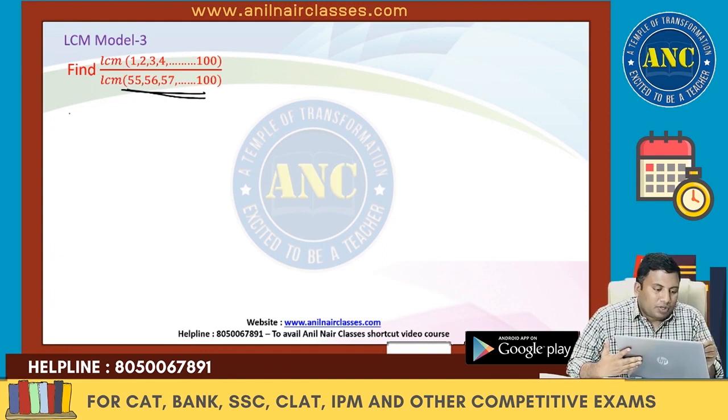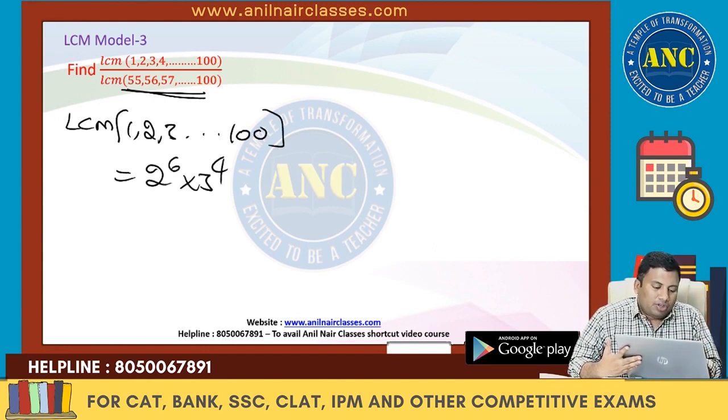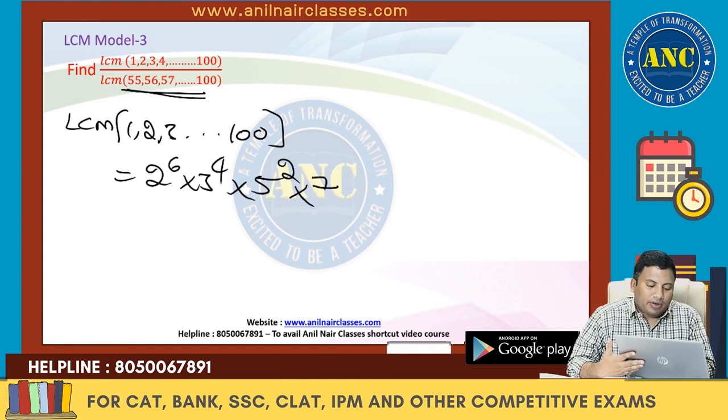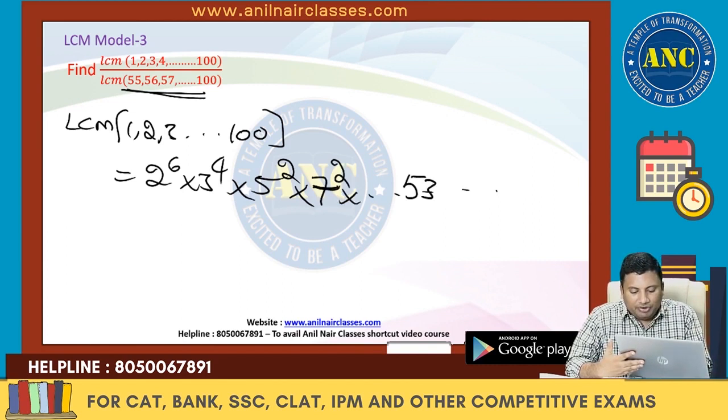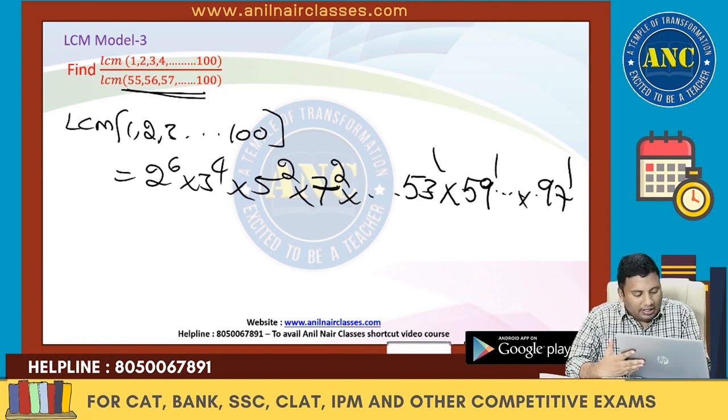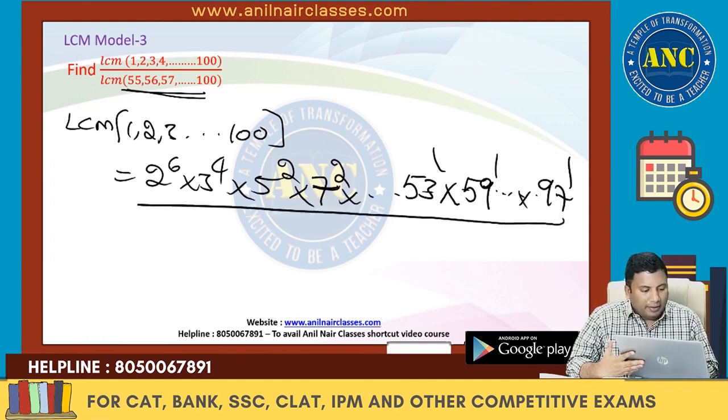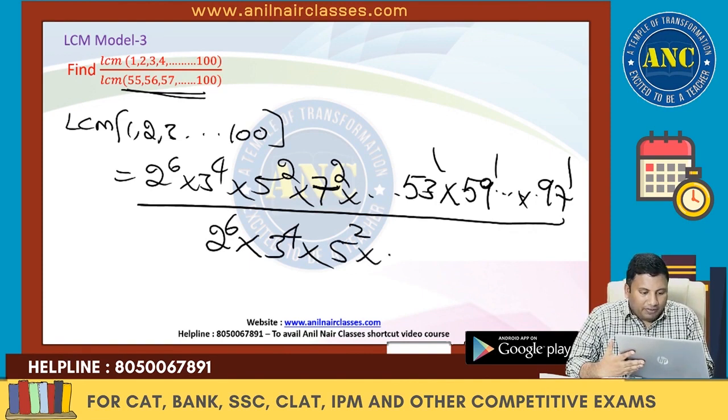Write the answer. LCM of 1, 2, 3 till 100. 2 power 6, 64. 3 power 4. 5 square, 25. 7 square, 49. And so on up to 53. Remaining is 59 power 1, and so on up to 97 power 1. Divided by 2 power 6, 64, it will come. 3 power 4, 81, it will come. 5 square, 25, it will come.